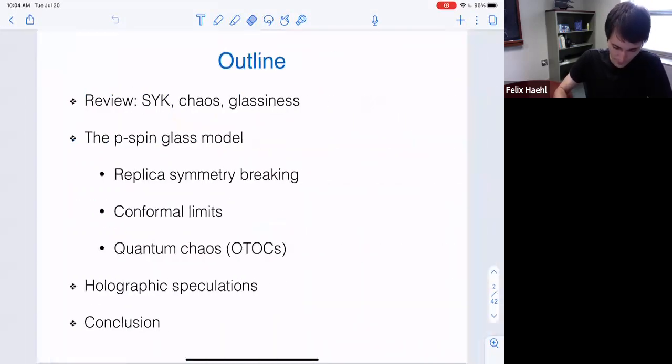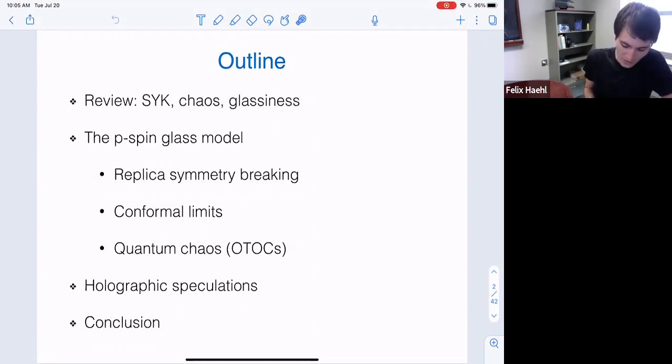So the outline of my talk is that I'll start with a review of the SYK model, which is perhaps more familiar to some of you, and some of the relevant phenomena that will play a role. Then I'm going to spend time introducing this p-spin model, and I'll tell you about replica symmetry breaking and the glass phase of this model. I will put particular emphasis on features that are reminiscent of gravity. For instance, there are going to be interesting limits where this model admits a conformal reparametrization symmetry that could then be related to a gravitational description.